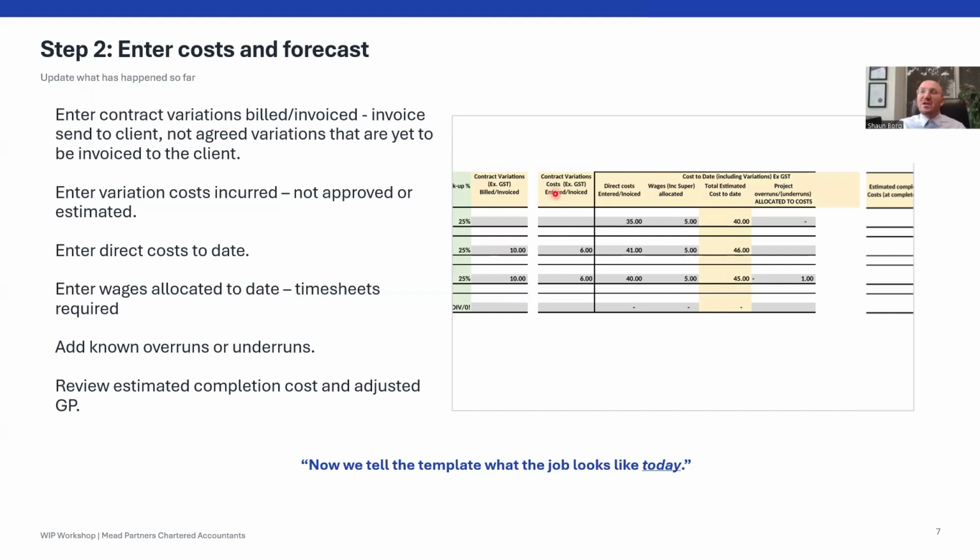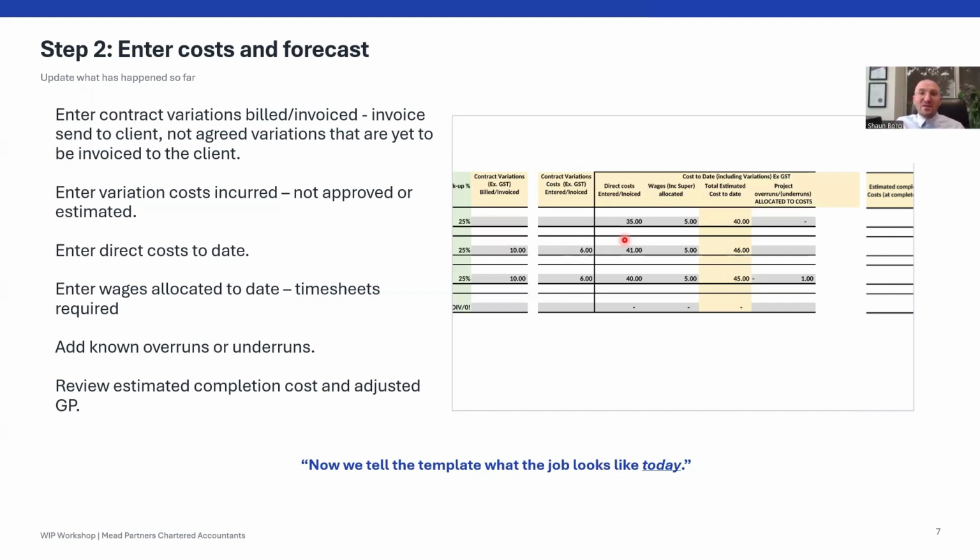Normally the variation data we would have to pull from our project management software, because in our accounting software, it typically doesn't break up variations from our original contract and budgeted costs. So the next two columns are our direct costs, so direct costs and allocated wages to that job. I would typically pull this data, unlike variations, from our accounting software.